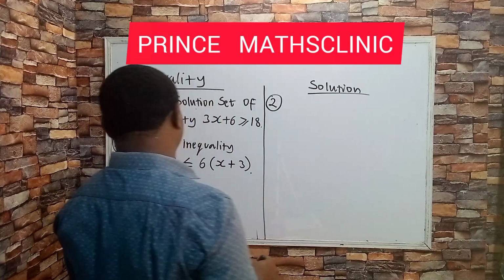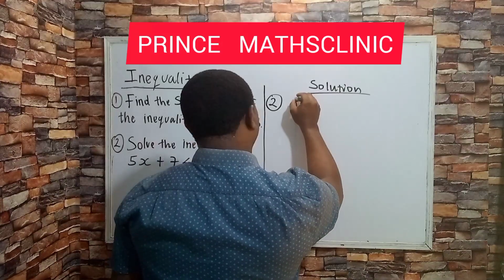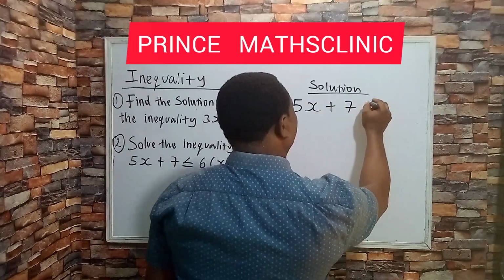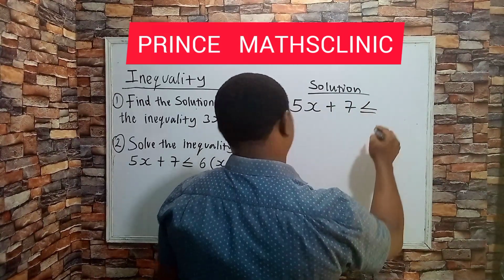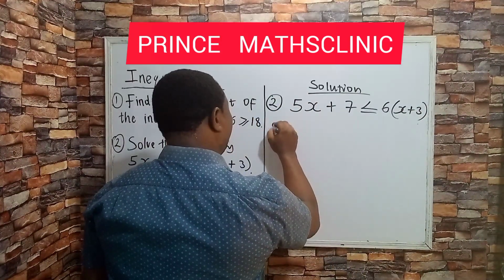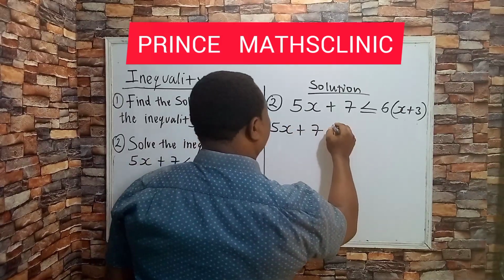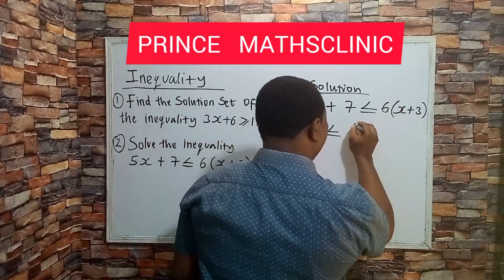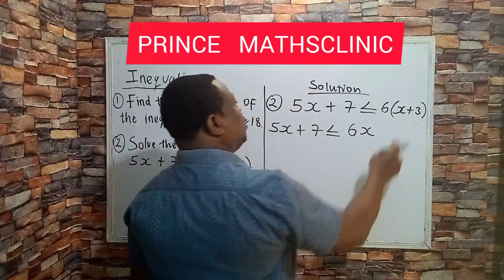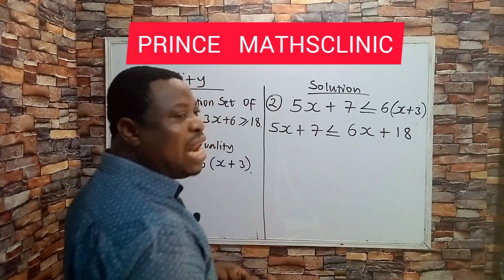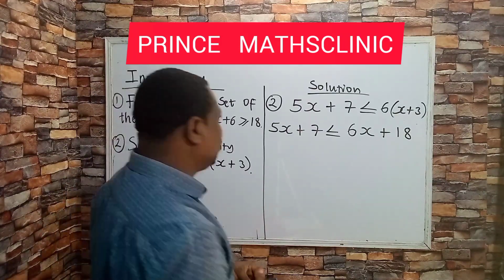For the second question, we are asked to solve this inequality: 5x plus 7 less than or equal to 6, open bracket, x plus 3. Now, the normal operation here is 5x plus 7, then less than or equal to. This 6, use it to open this bracket. So you do 6 times x, you have 6x. Then plus 6 times 3, you have 18. At this point, you collect like terms. Good. Take note of this step.